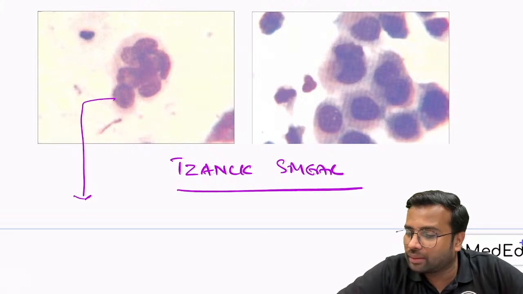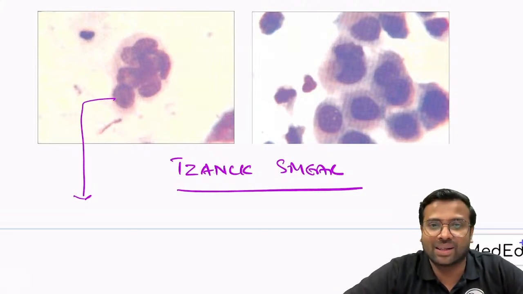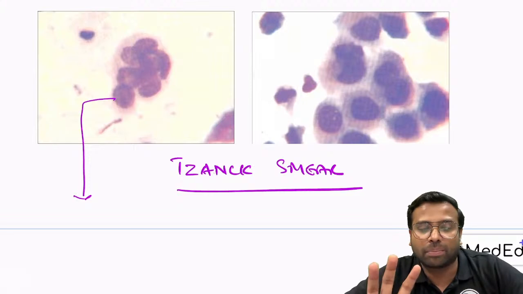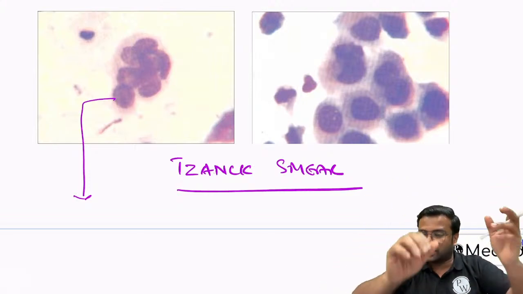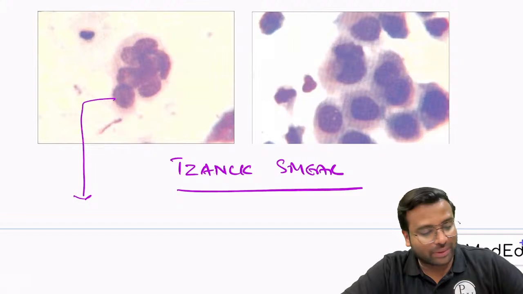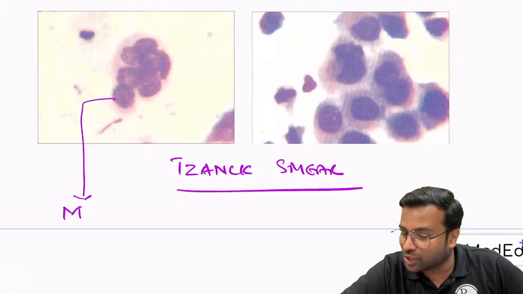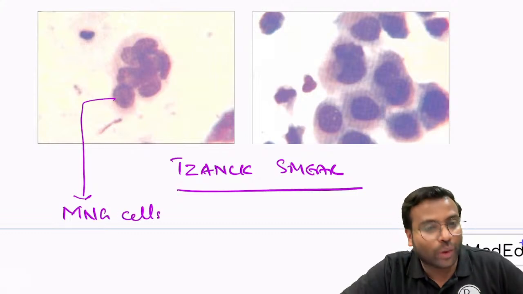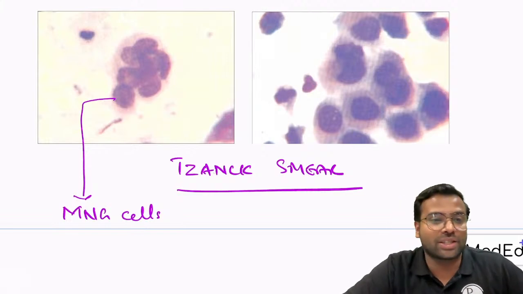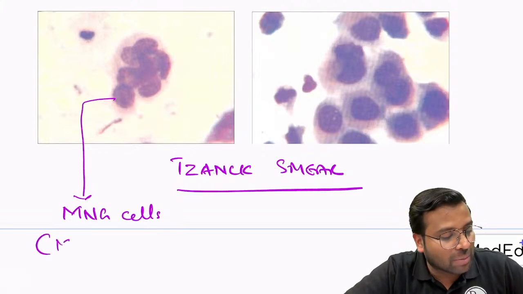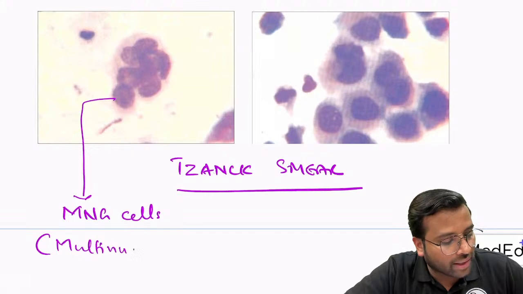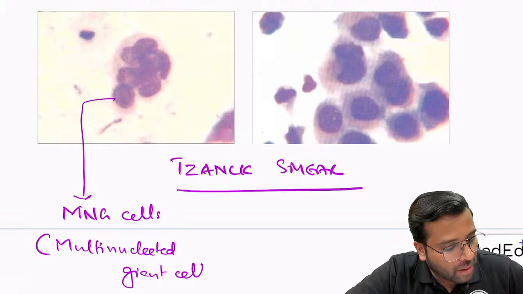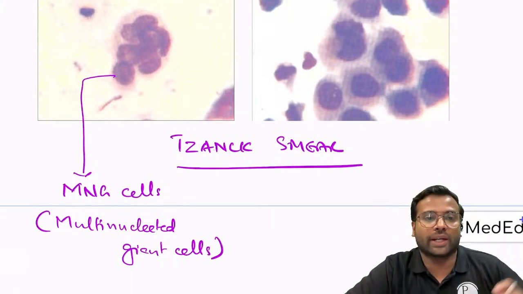Probably if you know, I can give you a minute to guess. So what is this finding? You can see multiple things together. So this is something which is called, starts with M. Can you give it a try? So this is called MNG cells. So what do you mean by MNG cells? MNG cells means multi-nucleated giant cells. So this is multi-nucleated giant cells.